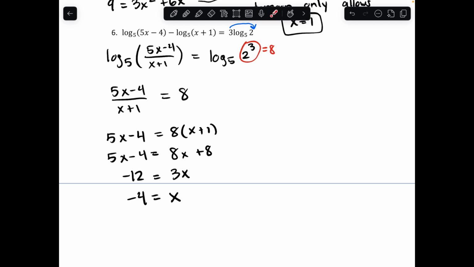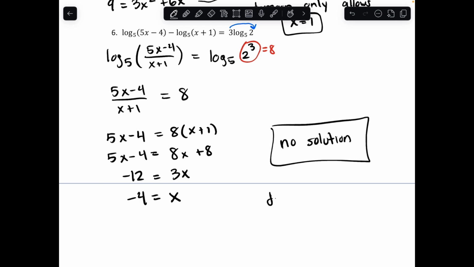Now this is my only possible solution, but as always I need to check if this is going to actually be in my domain. And if I plug it into this logarithm, I'm actually going to be taking the logarithm of a negative number. So this actually isn't even a solution. Since this was our only candidate to be a solution, and we just showed that it's not in our domain, it turns out there's actually no solution for this problem. So we could just say no solution.